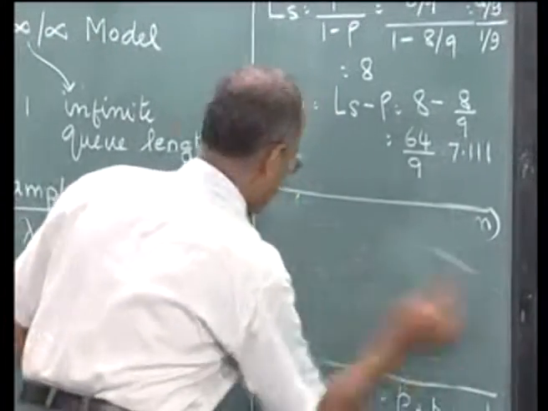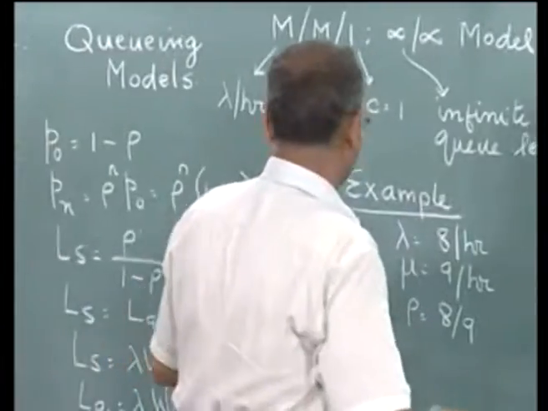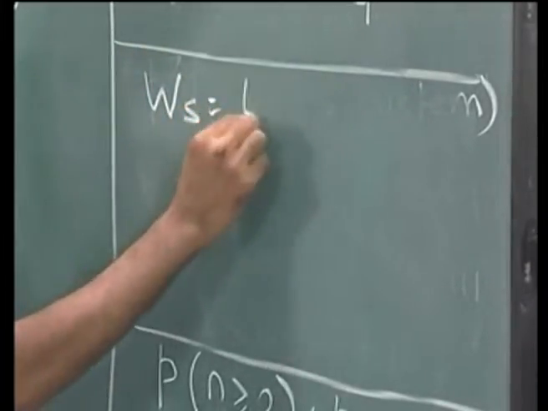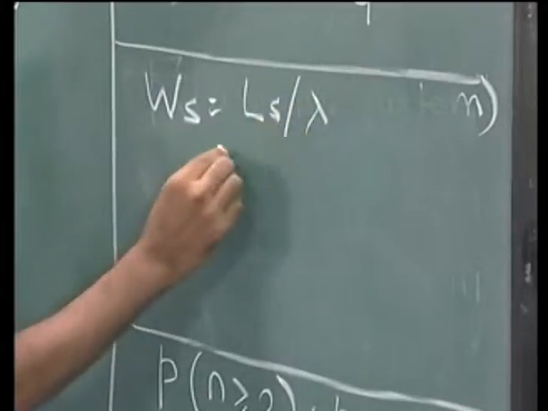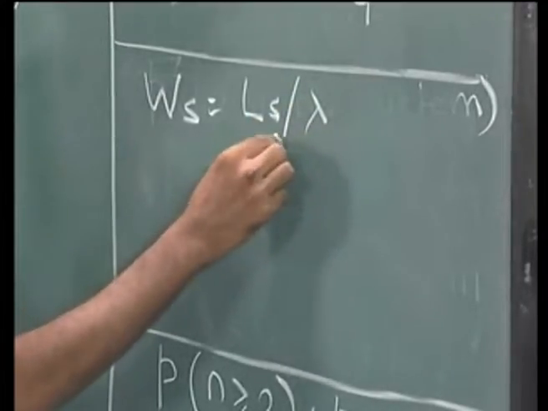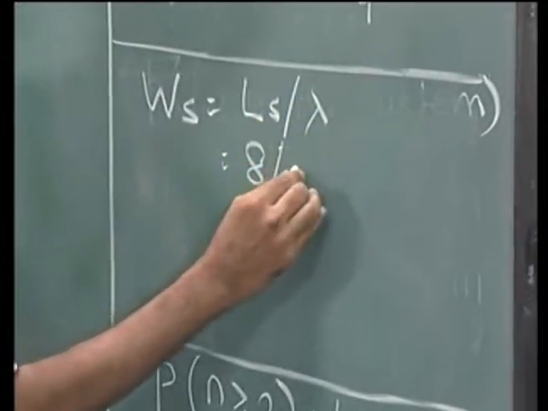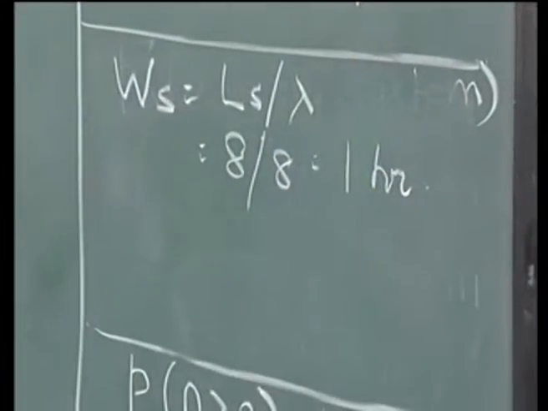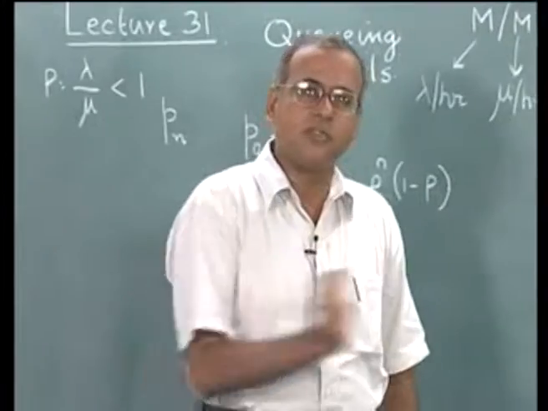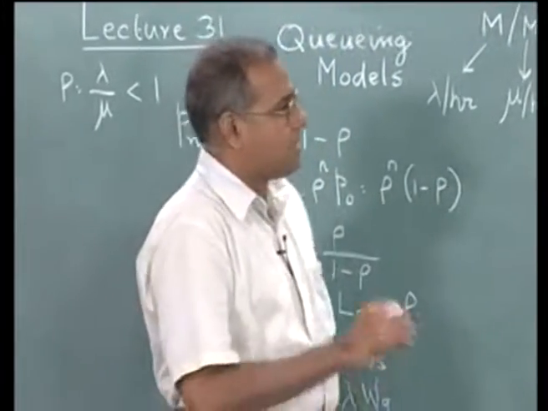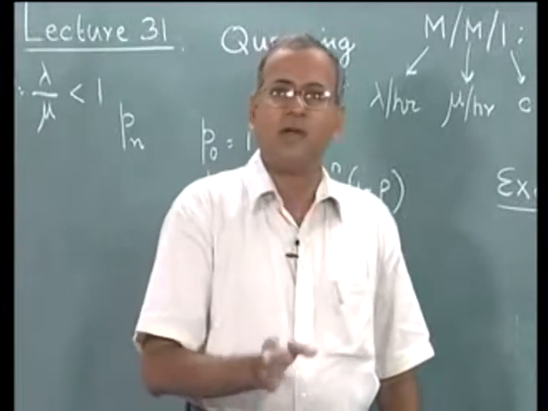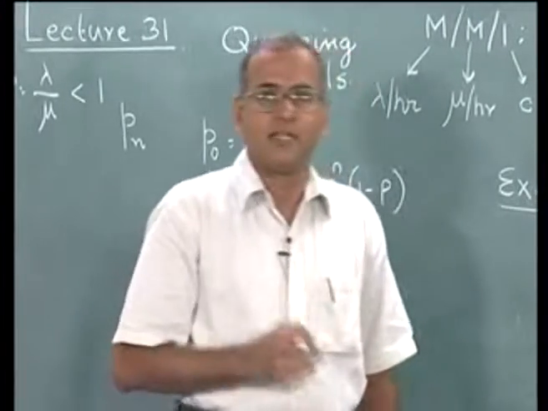Now, we can also find out Ws and Wq. Ws is equal to Ls by lambda, which is 8 divided by 8, which is 1 hour. So, a person that comes into this system will require to wait for about 1 hour both in the queue and to get the service and then leave the system.